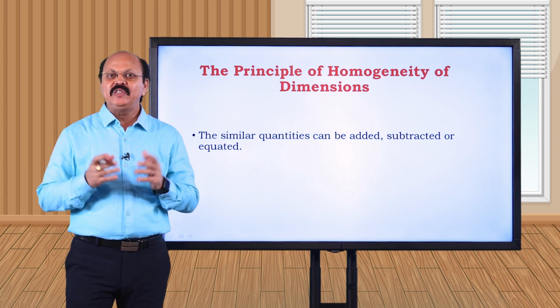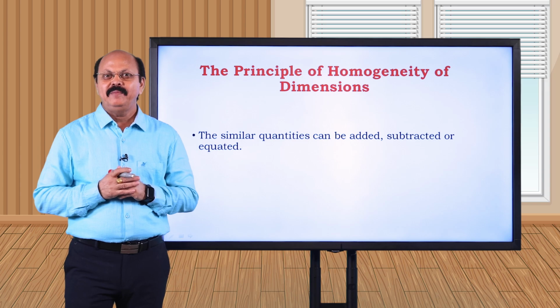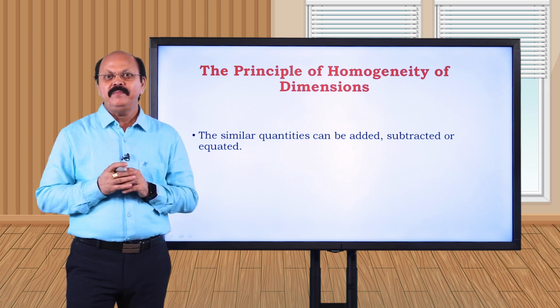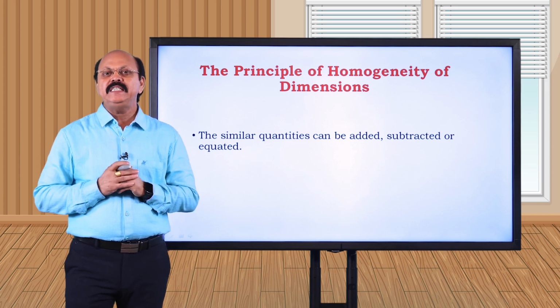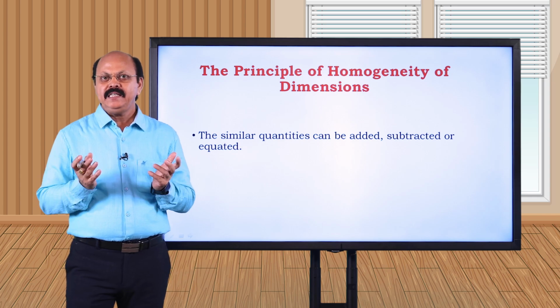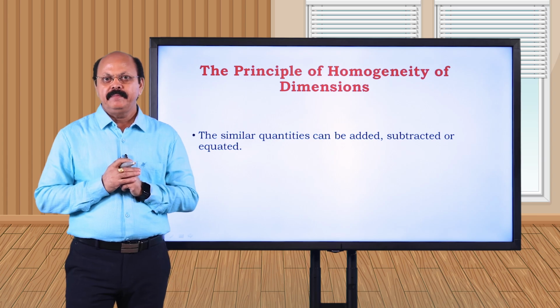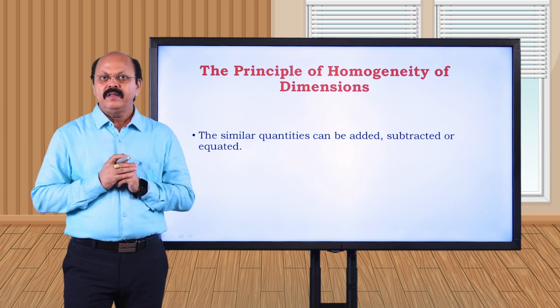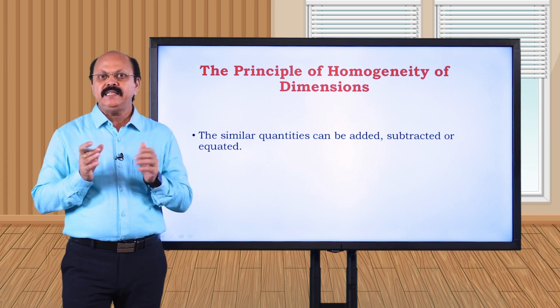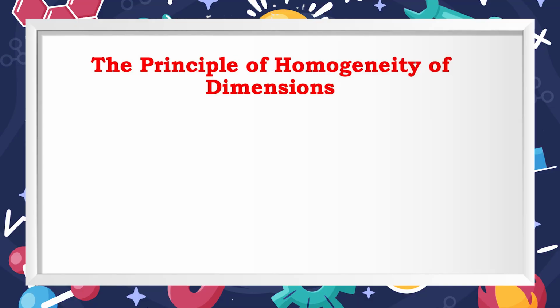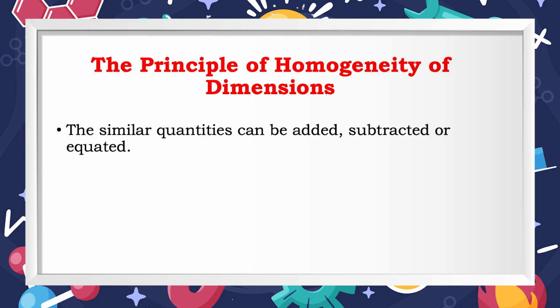Actually, there is no answer to this question, because meter and kilogram are the units of two different physical quantities, that is length and mass. So, they cannot be compared, but there is a law related to it which is known as the principle of homogeneity. The principle of homogeneity of dimensions says that similar quantities can be added, subtracted or equated.